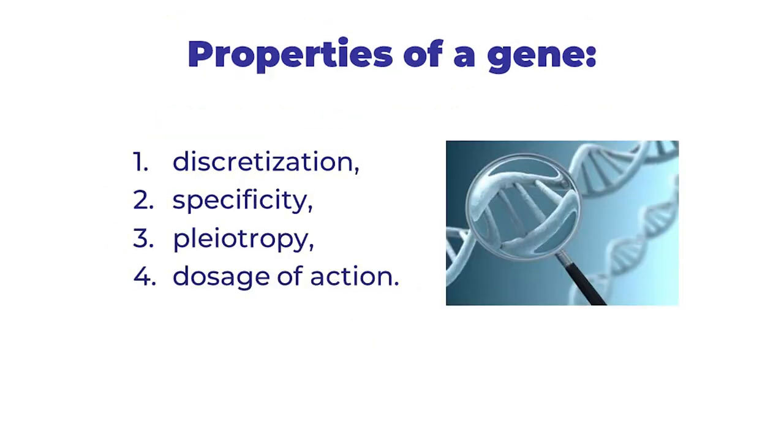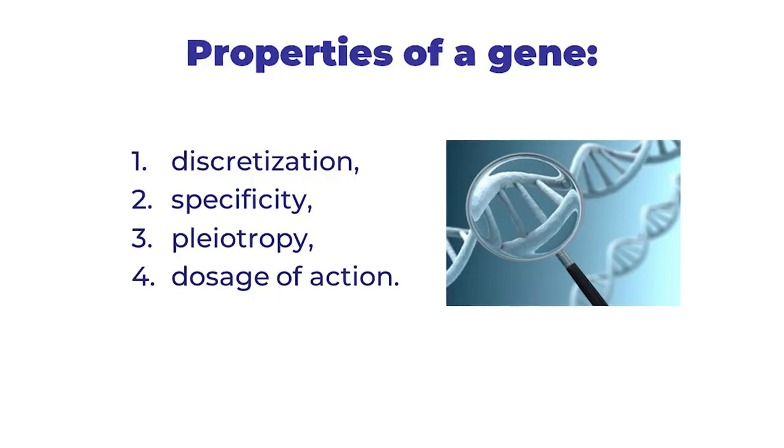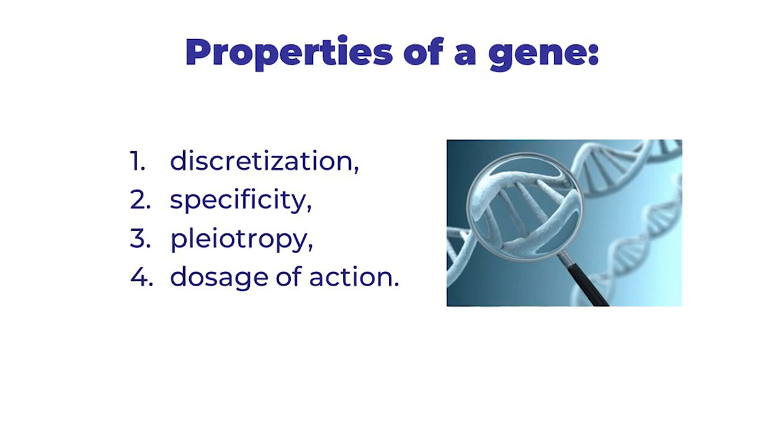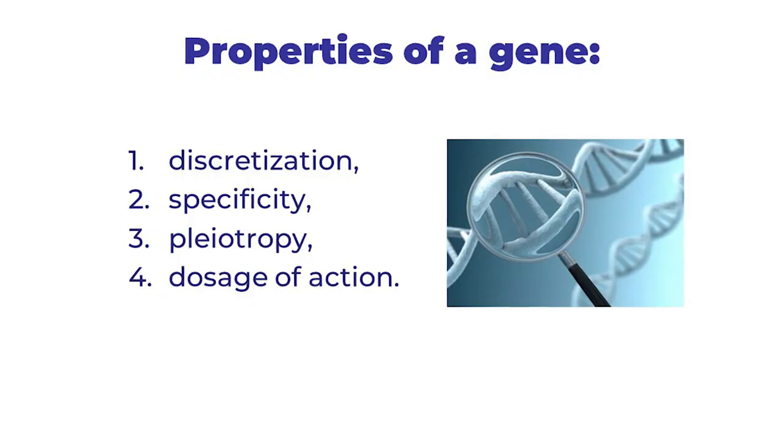The properties of a gene are, first, discretization or discreteness. A gene is the molecular base of a distinctive feature of the organism's phenotype. Secondly, specificity. A gene is the information carrier of the amino acid sequence of a specific polypeptide. And the next one, pleiotropy, the multiple action. A gene takes part in forming many specific features of organisms.